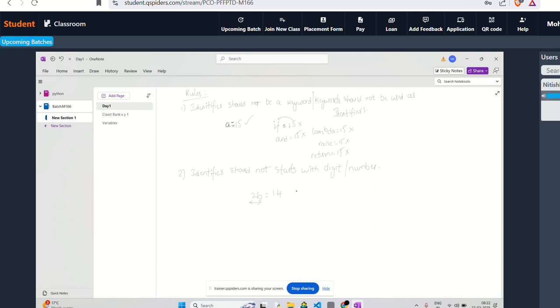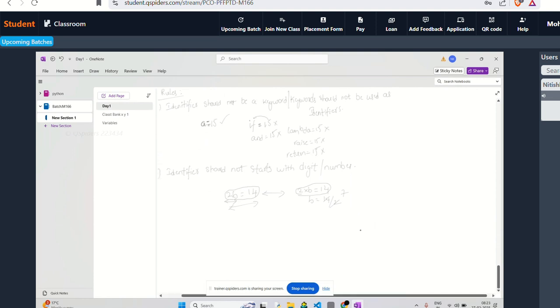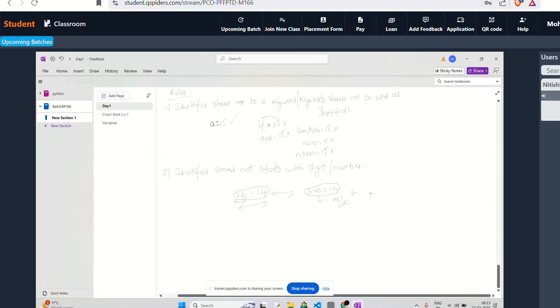Why? Because in mathematics generally, whenever we create like this, we will assume like this, right? In the same way here also, it will create confusion for the interpreter. Whether we have to store directly 2b equals to 14, or we need to do calculation like this and store b equals to 7. It will create confusion. So because of that, it is not possible. Are you getting?